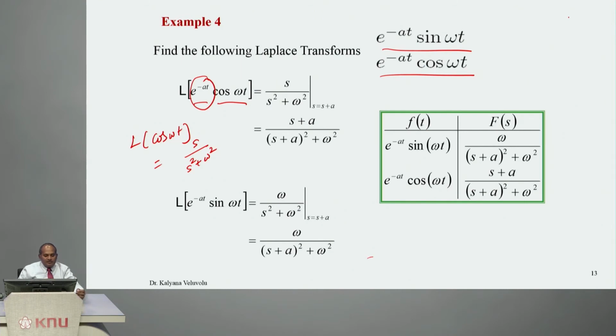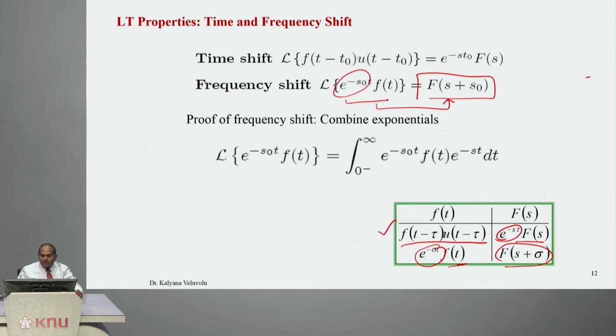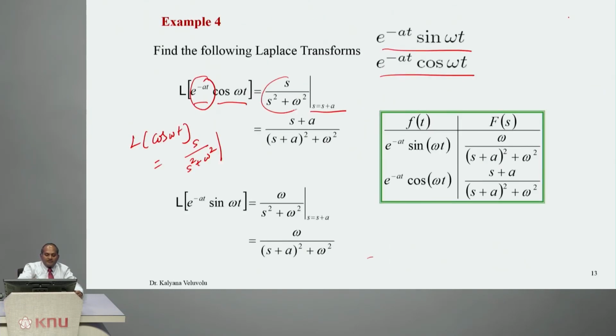Then what is the Laplace transform of e power minus a t cos omega t? This is like a frequency shift. So take the Laplace transform of cos omega t and then substitute s equal to s plus a. If you remember the previous property, if there is any frequency shift, then you have to replace s with s plus s0. So exactly that we are doing. Substitute s equal to s plus a, and you get s plus a by s plus a whole square plus omega square.